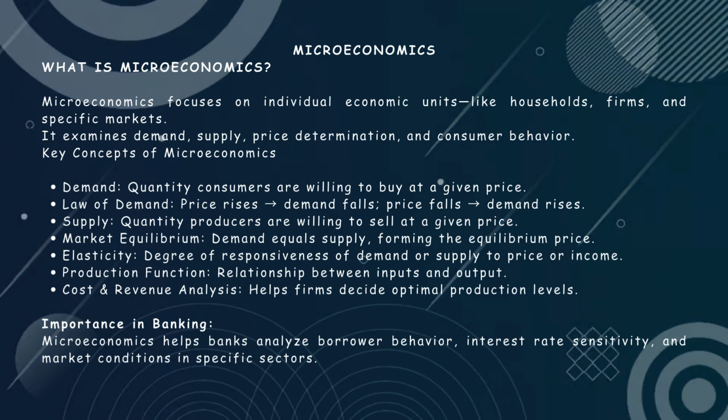Quantity consumers are willing to buy at a given price. Law of demand. Price rises, demand falls. Price falls, demand rises. Supply. Quantity producers are willing to sell at a given price. Market equilibrium. Demand equals supply, forming the equilibrium price.